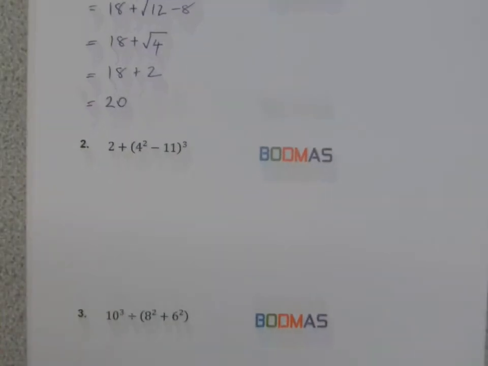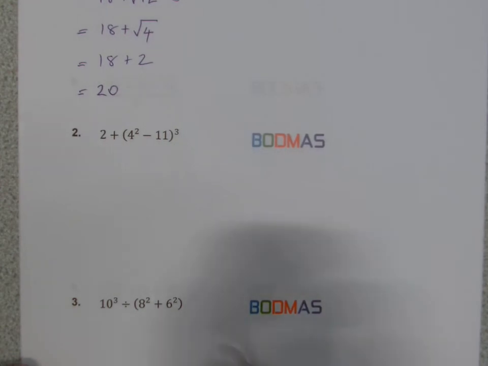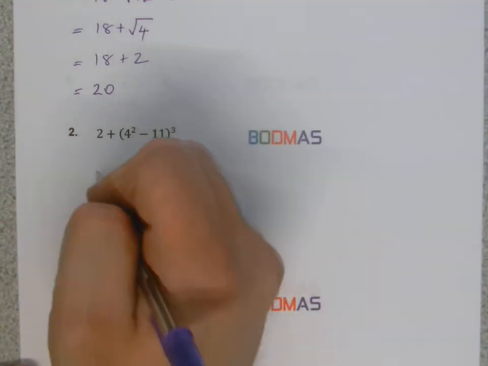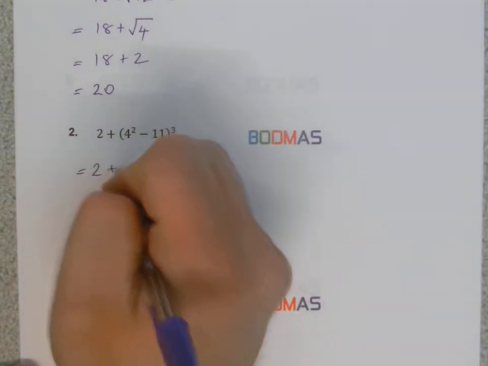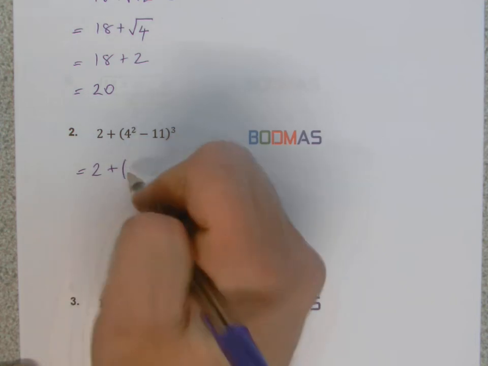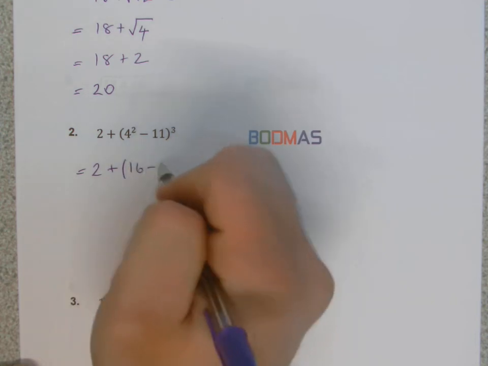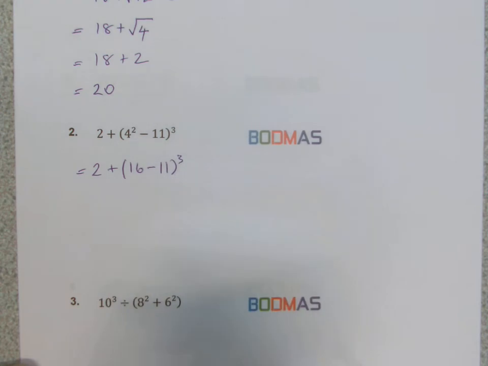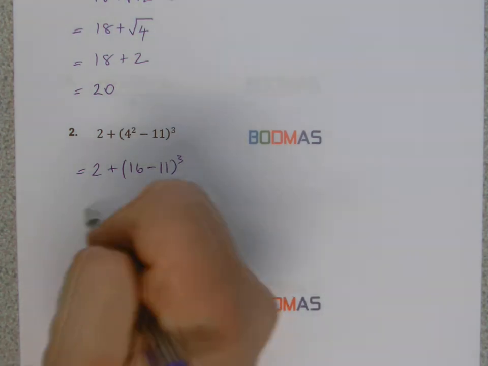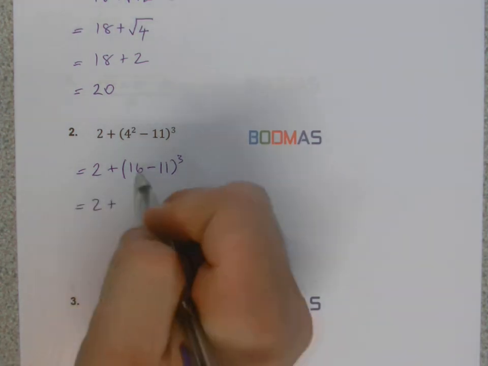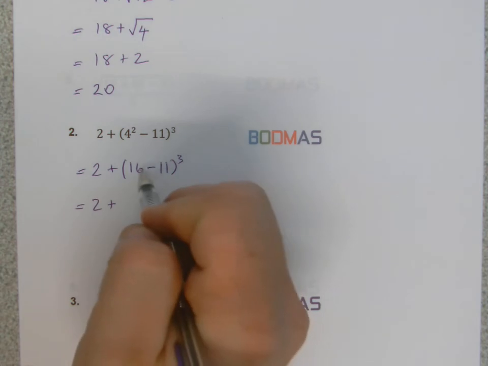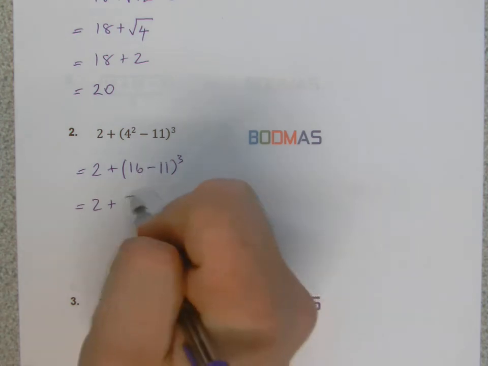Okay, question 2, all right? Now, again, we've got a bracket which has priority. You need to work out everything in that bracket first. So you've got 4 squared, which is just 4 times 4, so that's 16. Okay, take away then the 11. Then, I'm not done with this bracket until I've worked out everything completely. 16 take away 11 is 5.